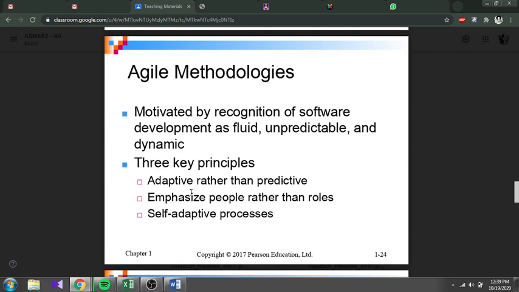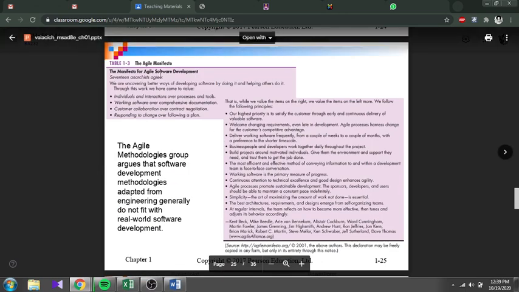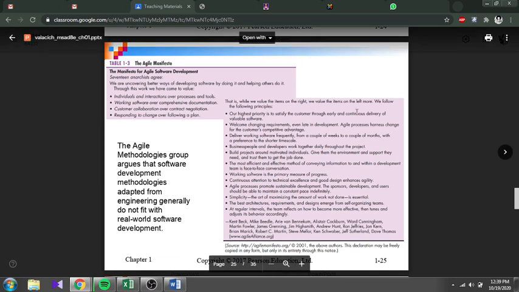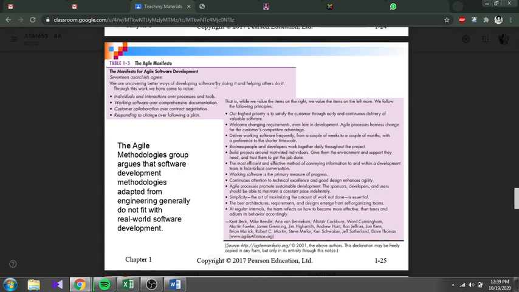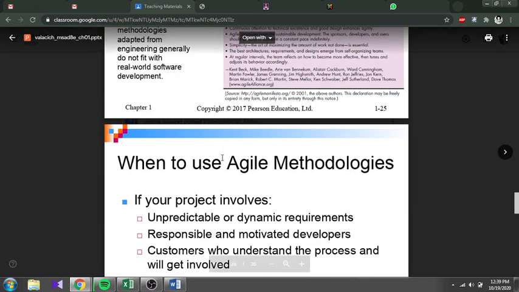So the three key principles in this Agile are adaptive rather than predictive, emphasis on people rather than roles, and self-adaptive process. So these are the things in this Agile methodology. Actually, you have to read the books. I will give a screenshot with details on this chapter, on this part of my Agile Manifesto.